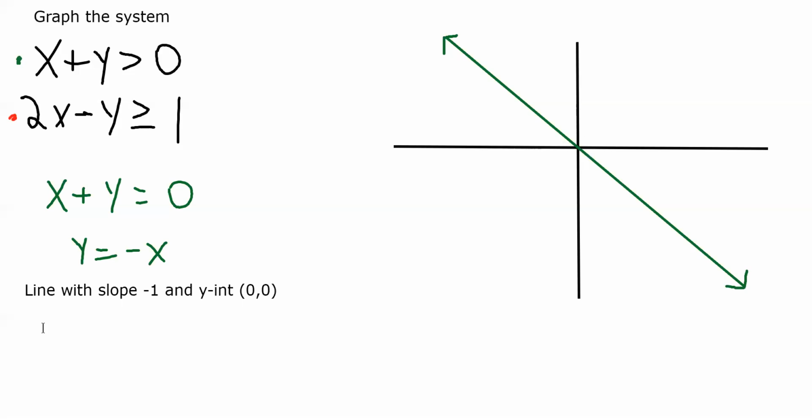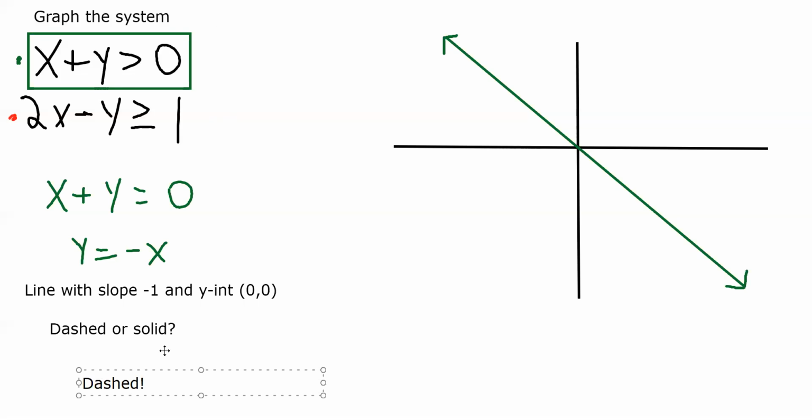Now we have to ask, should it be dashed or solid? Well, look back at the original inequality, which is this guy. The inequality is a strict greater than, so it should actually be dashed. Because if it's a strict greater than, there's not the or equal to on it. It's like saying we can't actually be on the line itself. That's just going to be a boundary. So we have to make it a dashed line.